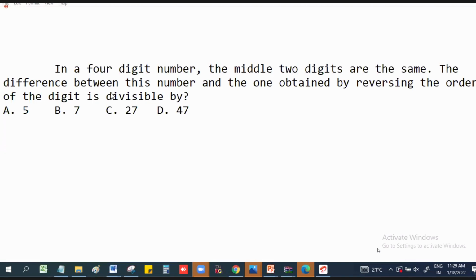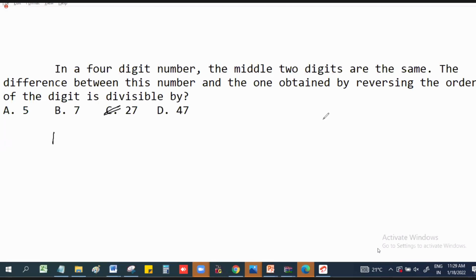In a 4-digit number, the middle 2 digits are the same. The difference between this number and the one obtained by reversing the order of digits is divisible by which number, he is asking. Guys, can I say yes, 27 is the correct answer. People who got 27, they are absolutely right.